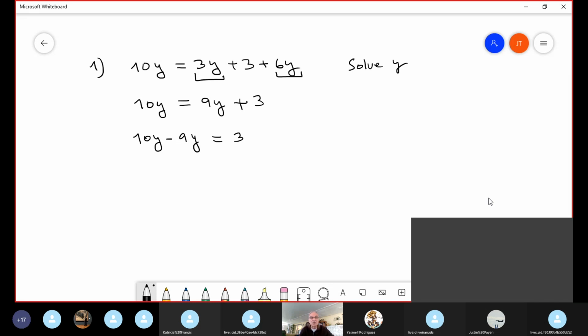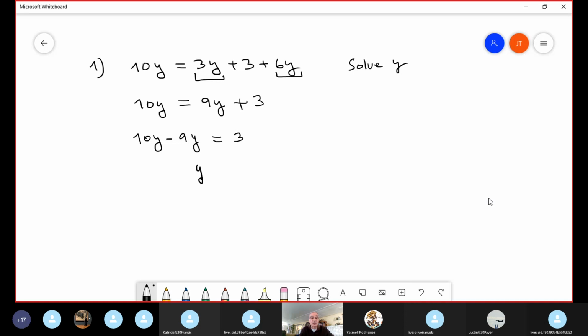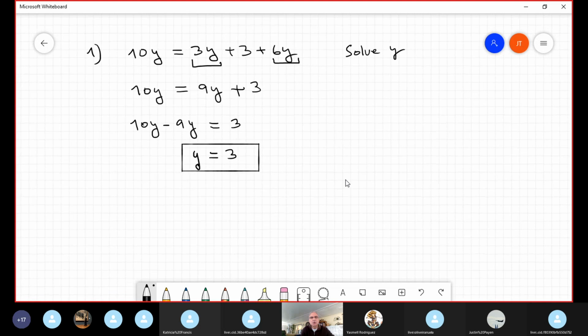So, we combine like terms: 10 minus 9 is y. Actually, it's 1y, but when the coefficient is 1, this 1 is invisible. This is the algebra style, and the answer is y equal 3. And always, when you solve on a test on paper and you get the final answer, you enclose it in a box to indicate it is the final answer, right? The answer is 3. Any question? Super easy, eh? Sure?